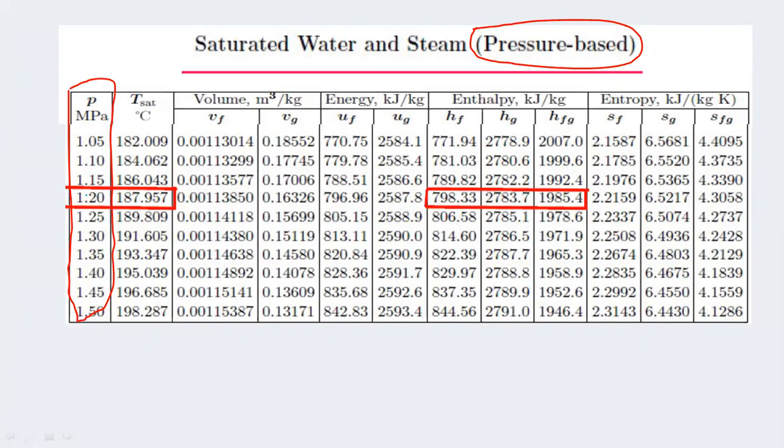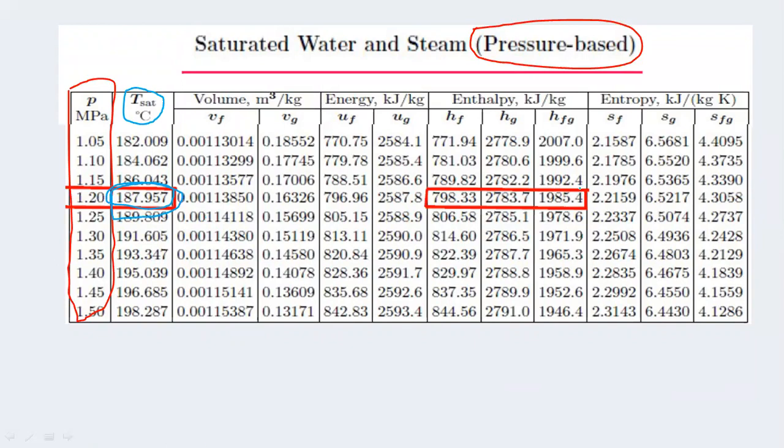So at 1.2 megapascal, if you observe the second column beside the pressure, it is the value of saturation temperature. So 187.957, what you are seeing here, is the saturation temperature at this particular pressure. You can see at the top of the column it is written Tsat and degrees Celsius. So always keep in mind, after the pressure, whatever the next column is, it is the saturation temperature. So at 1.2 megapascal or 12 bar, the saturation temperature is 187.957 degrees Celsius.